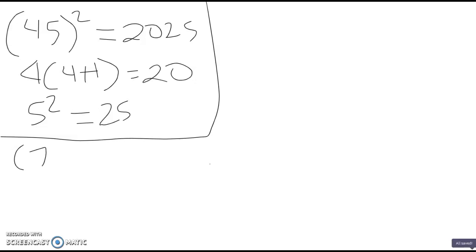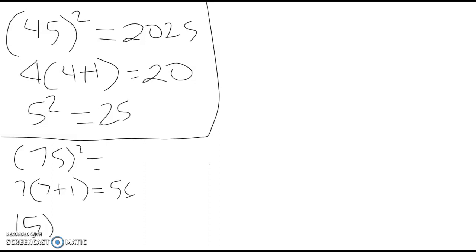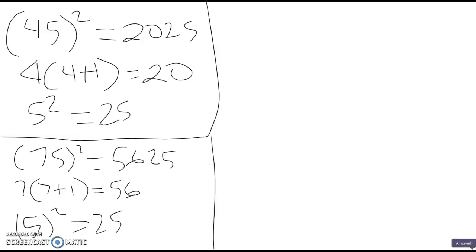We can always also do this with 75 squared, for example. So this would just be 7, the number in the tens place, multiplied by the number 1 above it, 7 plus 1, which is 8, and 5, the number in the ones place, squaring it, and you get 25. Mash these two numbers together. 56, 25. Oh, let me fix that. 56, 25. Okay.